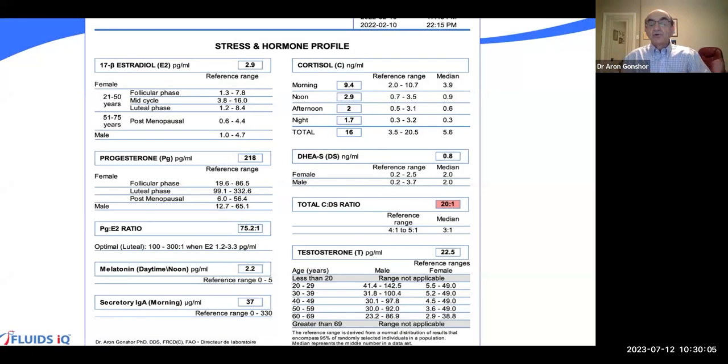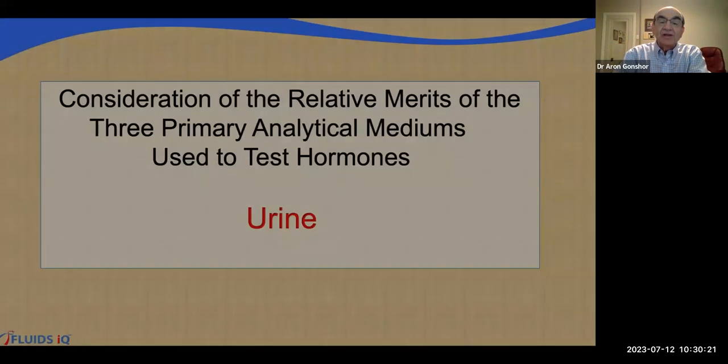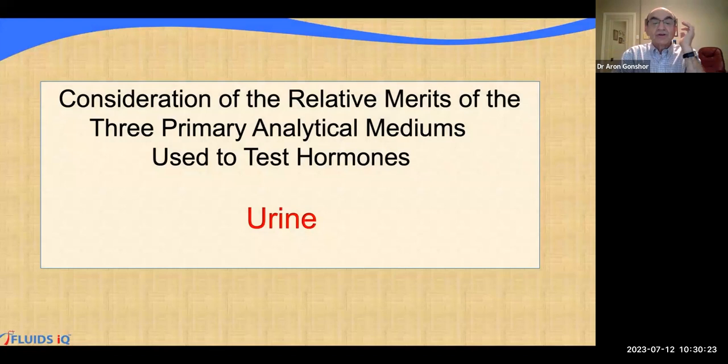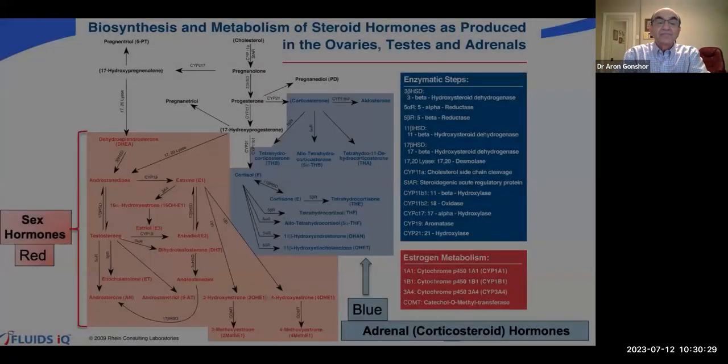And for those of you who do the fluids IQ test, you'll remember that we have the stress and hormone profile. We now have added to that an advanced stress and hormone, which includes testing for insulin in saliva. So it's a very valuable area, but it has its shortcomings. So let's spend the rest of our time looking at urine as the third of the three.